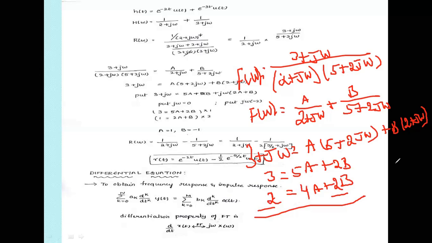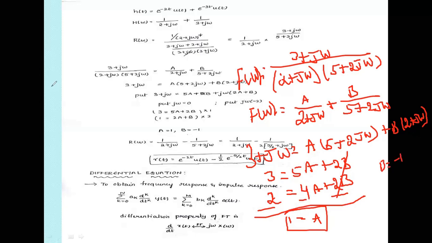So 4A plus 2B. I multiplied by 2 to cancel the B value here. Subtract the terms, B gets cancelled, and 3 minus 1 is equal to 1 on the left. So A is equal to 1. Now what is B? A is equal to 1 means that B is equal to 1 minus 2, so B is equal to minus 1.